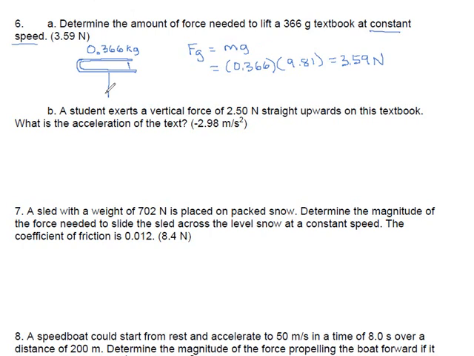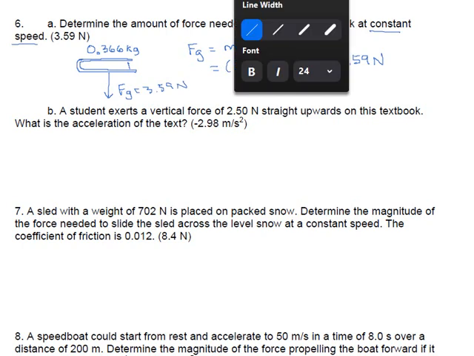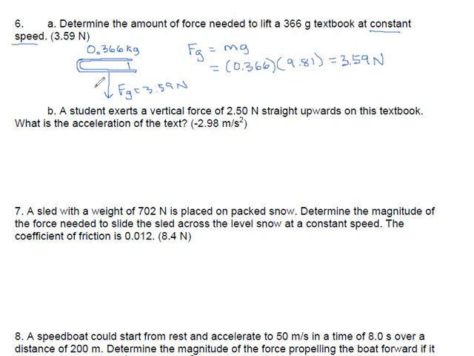So Earth pulls down on your book with 3.59 newtons. If you want its velocity to remain steady at 0 or any other number, you have to hold it up with 3.59 newtons of strength. That way you cancel out the weight and everything stays the way it is. Okay.